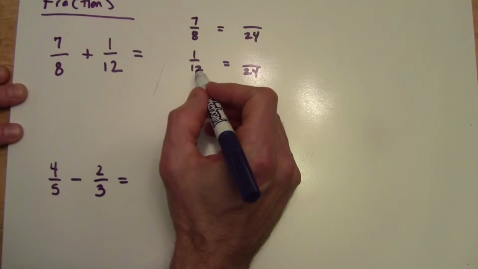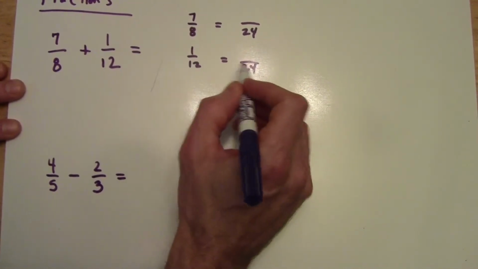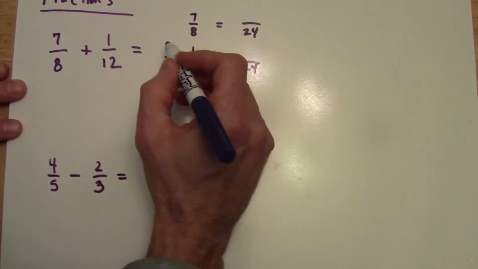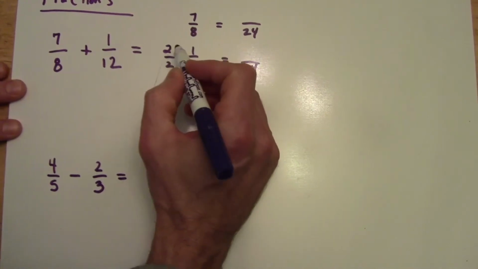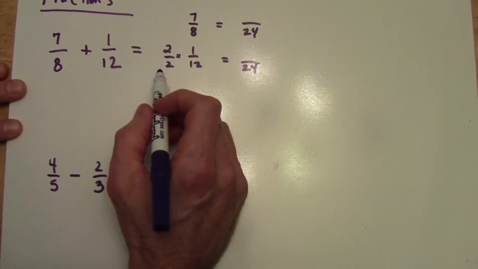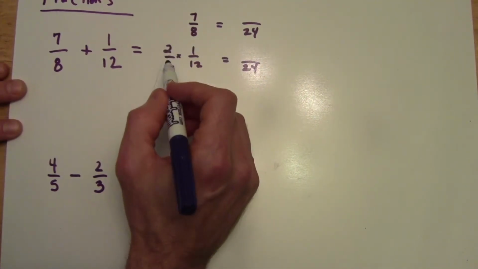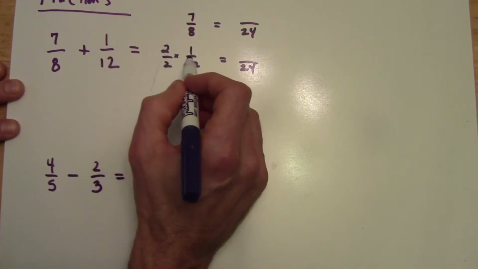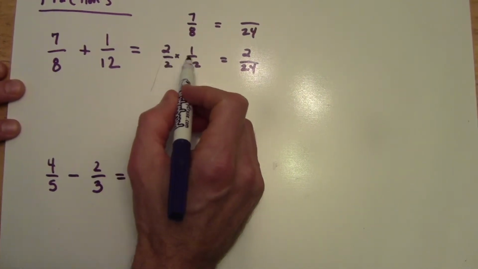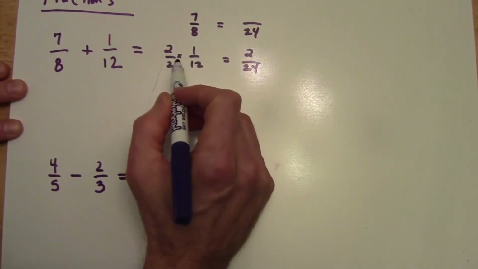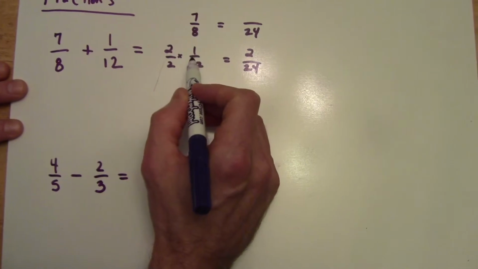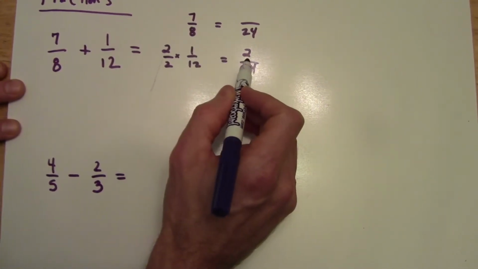So what I'm trying to figure out now is, what did I multiply 12 by to get to 24? Well, I multiplied it by 2. So since I multiplied the denominator by 2, I have to multiply the numerator by 2. Why? Think about this. What is 2 over 2? 2 over 2 is nothing more than 1. It's a different form of 1, but it's 1, right? So what happens when you multiply any number by 1? You get the same number again. So therefore, 2 over 2 times 1/12 equals 2/24. But this is really just 1 times 1/12. That's why these two fractions are equivalent. They're really the same thing. They're just different forms of 1/12.